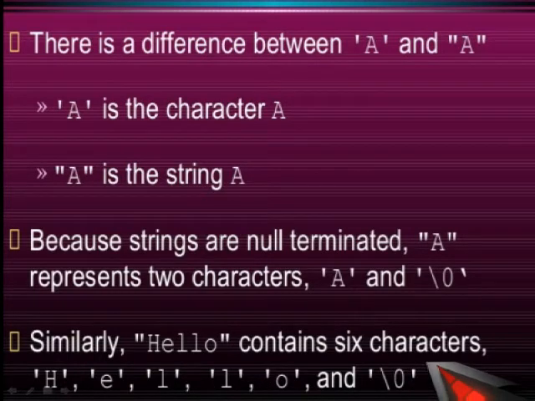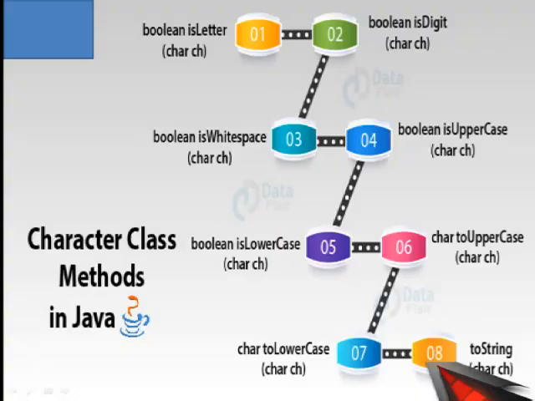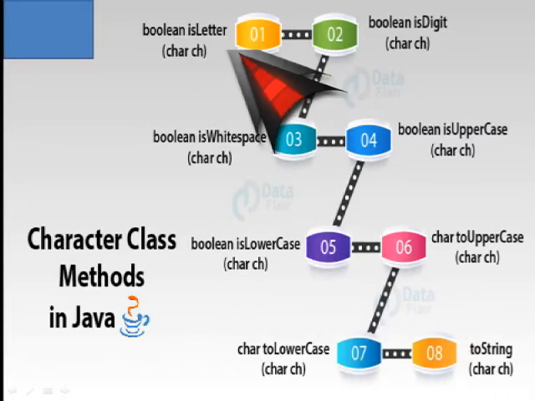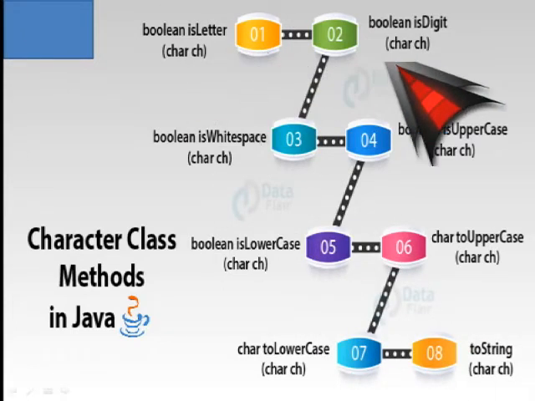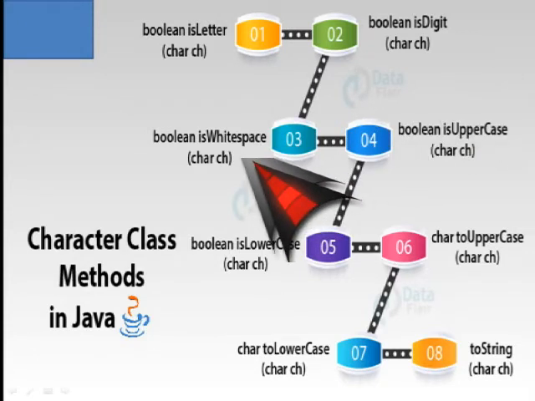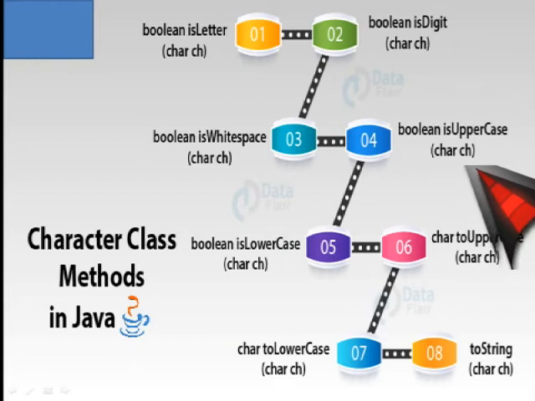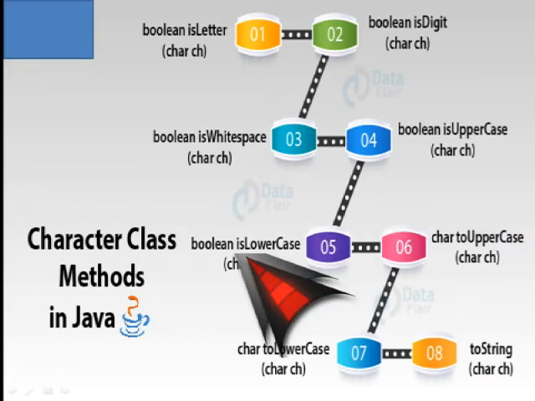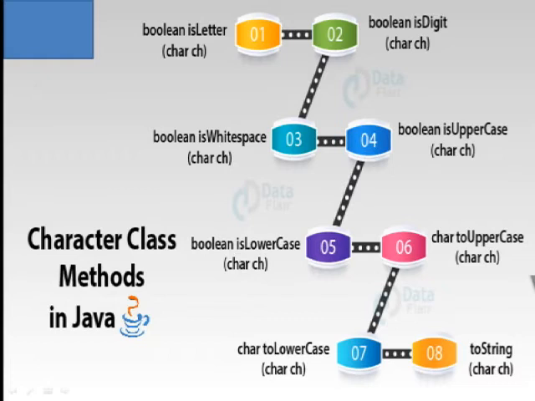There are some character class methods in Java. First, let's move to boolean isLetter, boolean isDigit, boolean isWhitespace, boolean isUpperCase, boolean isLowerCase, char toUpperCase, char toLowerCase, and char toString. So let's look at what these are and how we are going to use them.